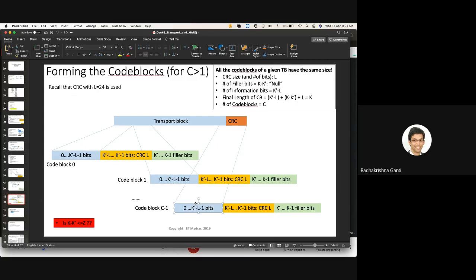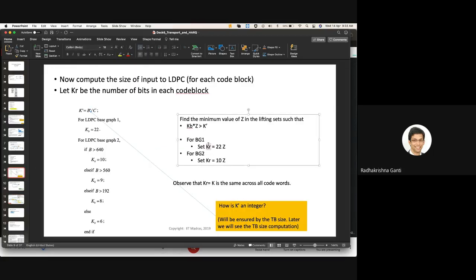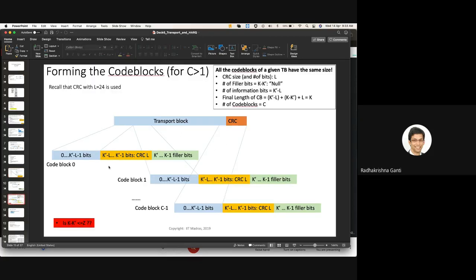So the final size KR, 22Z, is the number of input bits that your LDPC encoder expects, depending on your factor Z. That is called KR or K. KR is equal to K. That does not depend on the code block. It's constant across all the code blocks.